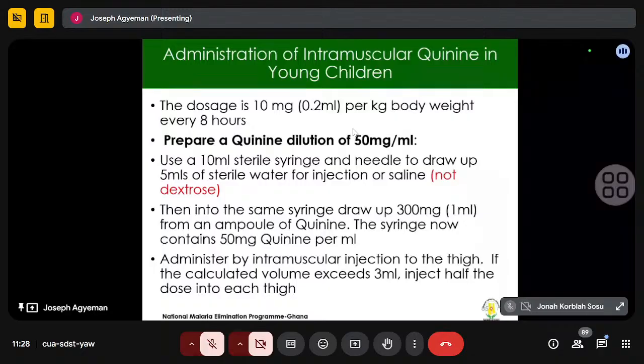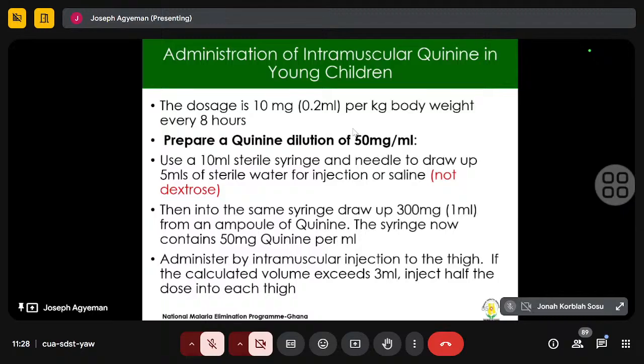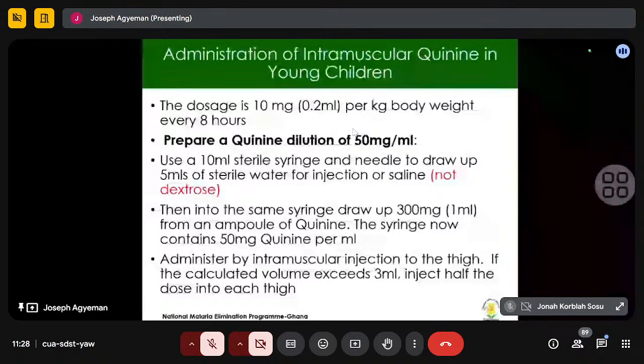But no, we want you to prepare the diluted solution first, class captain. You are to prepare this time 50 milligram per mil diluted solution. You are not using the same adult concentration. The adult concentration was 100 milligram per mil. In pediatrics, it is 50 milligram per mil. So I want you to demonstrate how you dilute the 2 mil containing 600 milligram to get 50 milligram per mil.